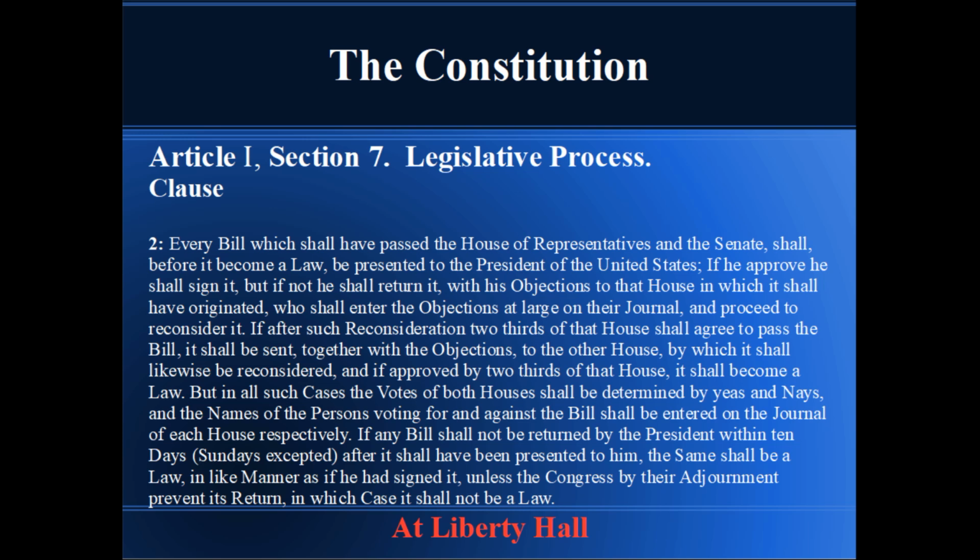But in all such cases, the votes of both Houses shall be determined by yeas and nays, and the names of the persons voting for and against the bill shall be entered on the journal of each House respectively. If any bill shall not be returned by the President within 10 days, Sundays excepted, after it shall have been presented to him, the same shall be a law, in like manner as if he had signed it, unless the Congress by their adjournment prevent its return, in which case it shall not be a law.